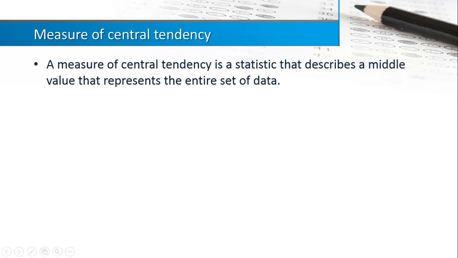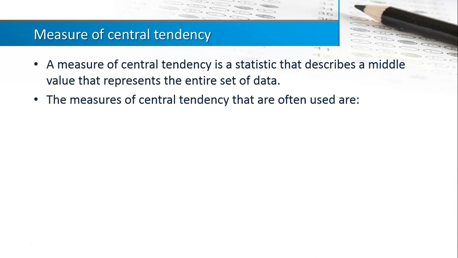So a measure of central tendency is actually a statistic that describes the middle value that represents the entire set of data. In another way to say this, we want to look at where the data is mostly found. Usually it's in the middle, but it can be somewhere else. So we are trying to see where the tendency is, where you can find the value of a set of data.